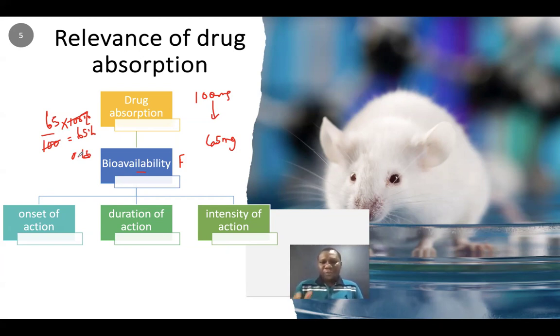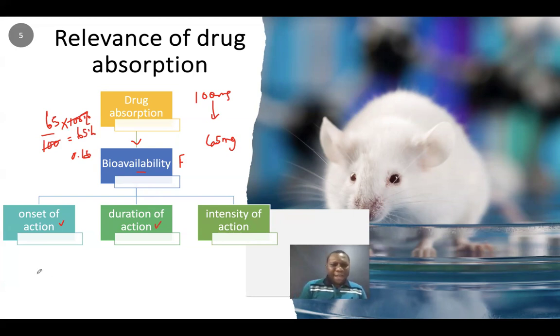Now, drug absorption is one of the important processes that determines the bioavailability of a particular drug. And that bioavailability also determines three important things for the drug. One is the onset of action, two is the duration of action, and then three is the intensity of drug action. And so how quickly the drug works, how long it is going to work, and the strength with which it works, let me put it that way, that is intensity, is what bioavailability influences. So if drug absorption influences bioavailability, then invariably, how well the drug is absorbed will determine how quickly it works. It will determine how long it is going to work, and then it will determine the intensity of action.